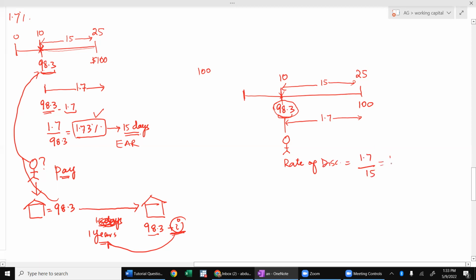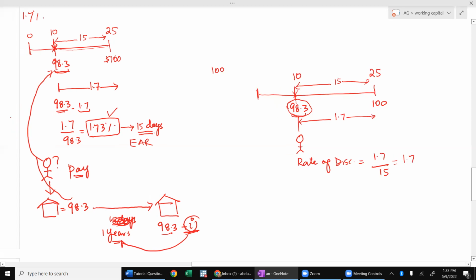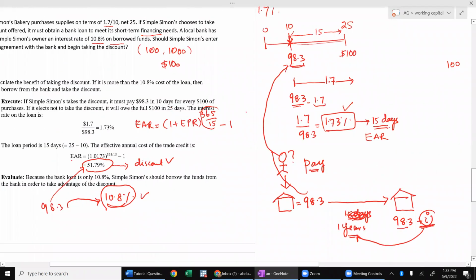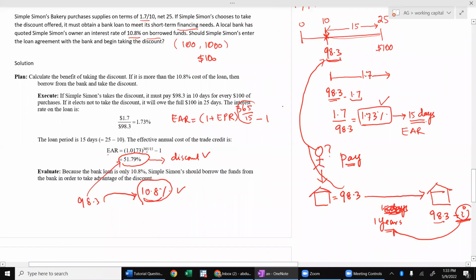So this is 1.73%. But this is for 15 days. Okay, we need to convert it to an annual rate. So we need to calculate the effective annual rate. Effective annual rate is equal to 1.017 to the power of 365 divided by 15, minus 1. This is the answer. So this is how you match it.